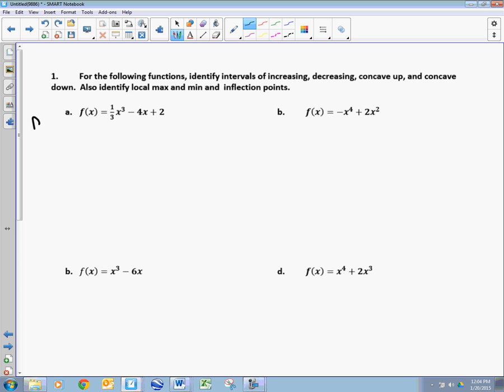Okay, I take the first derivative, f prime of x. I want to be able to identify intervals of increasing, decreasing, concavity, and local maximum and inflection points. What is f prime of x equal to? Would you agree that that's x minus 2 times x plus 2? So I make a number line. It's equal to 0 at negative 2 and at positive 2.